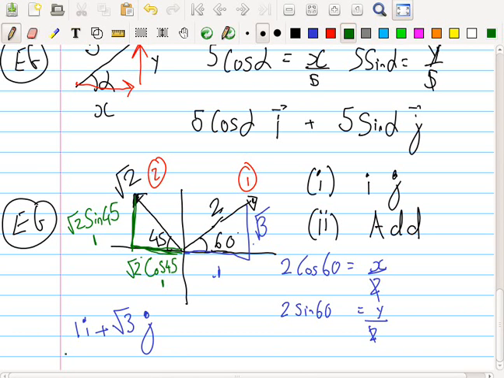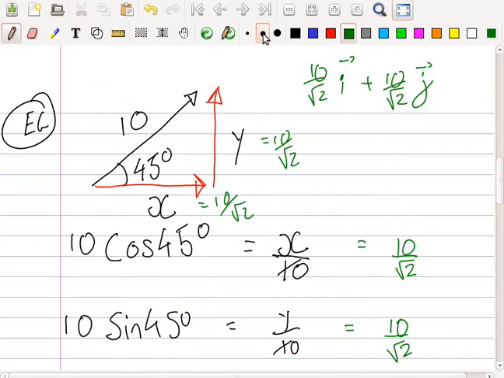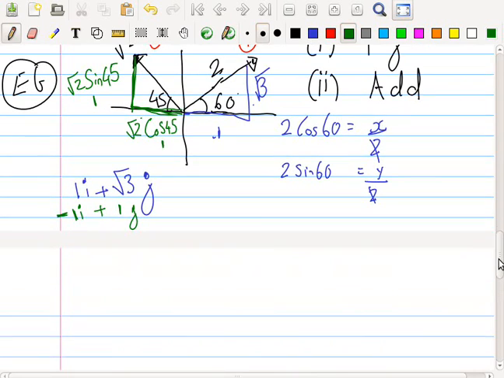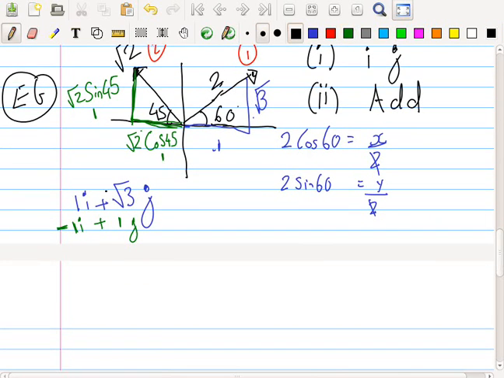So what's this vector going to be? It's minus 1i plus 1j, because it's going to the left. So, let me go back up here. When I add them together, what happens to the i's? They cancel. So I'm just left with root 3 plus 1, j. So this vector, when you add them together, goes just like this.